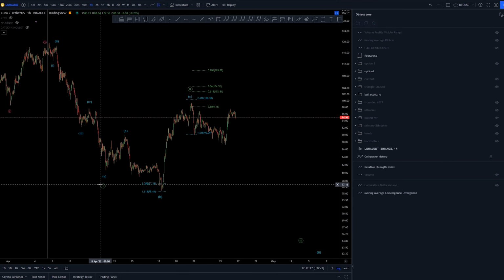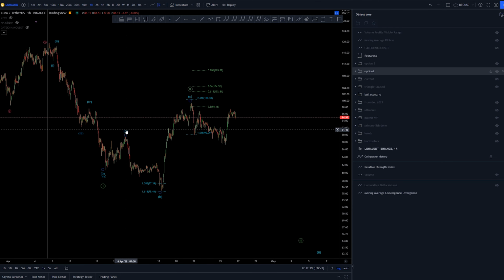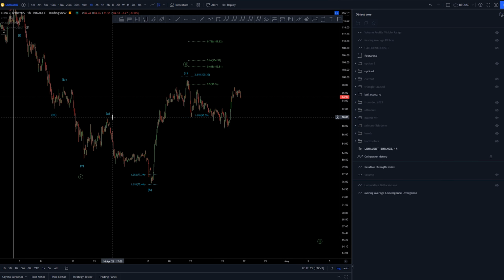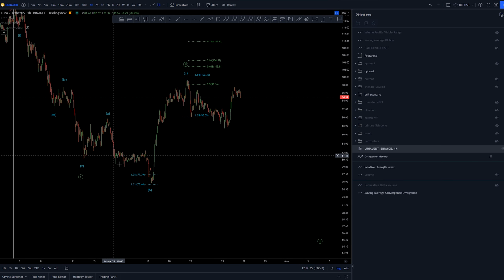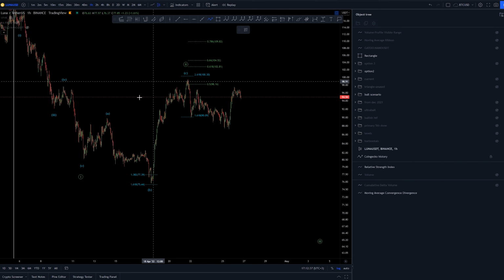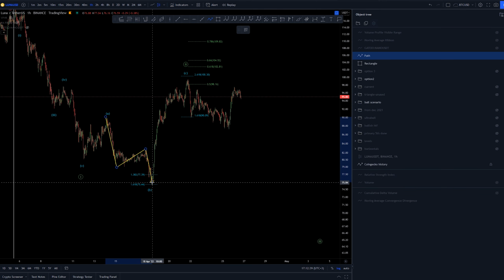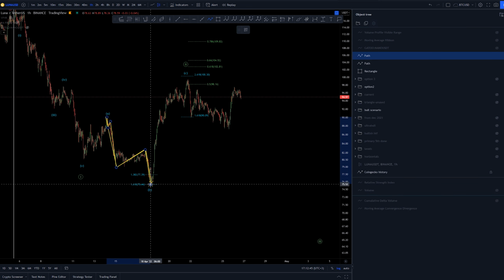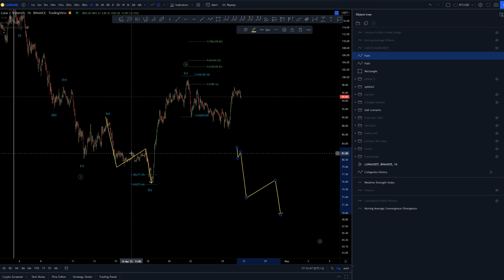So again, we would be creating another 3-wave move up here. Why am I even considering this? It is because this structure looks more like a 3-wave structure than a 5. So this to me looks better like so than this one. So let's compare them side by side.